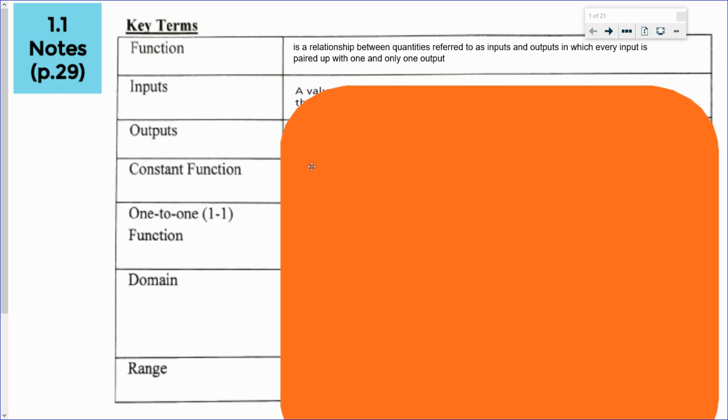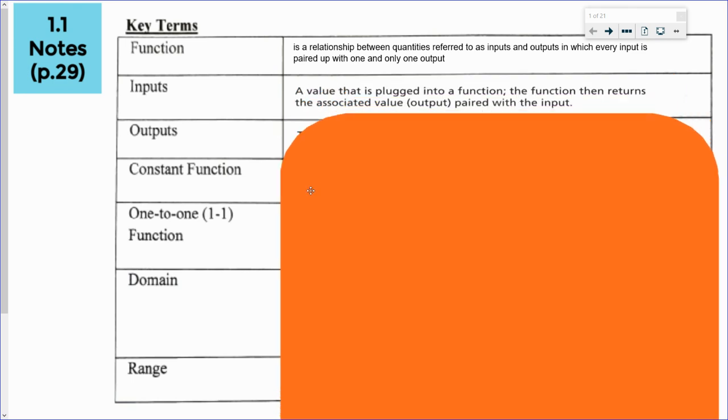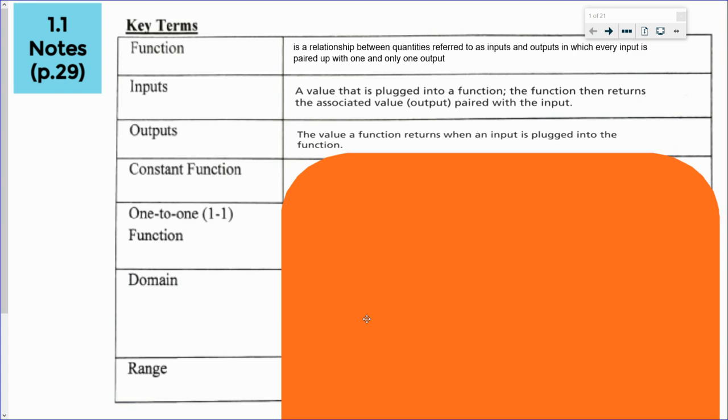Okay, so I already kind of gave you a little information about inputs. We normally think of those as x values or down here as part of the domain, but that is a value that is plugged into the function. The function then returns an output or a y value. That's usually part of the range. Okay, moving on. There's your output. That's what the function gives you once you've plugged in the inputs.